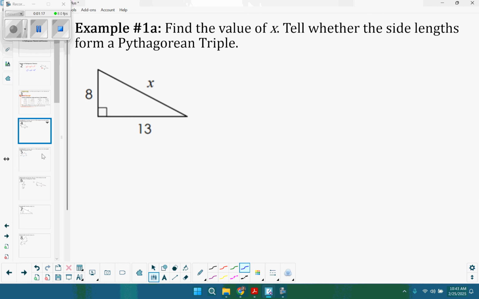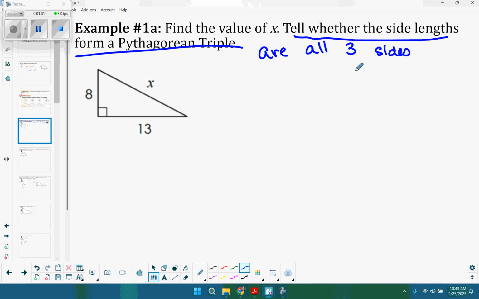So for the first examples, we're going to find the value of x and then tell whether the sides form a Pythagorean triple. Essentially, for this part, we're asking, are all three sides whole numbers? That's what they're asking. So in this problem, it's possible that we have a triple because so far the first two sides are whole numbers.